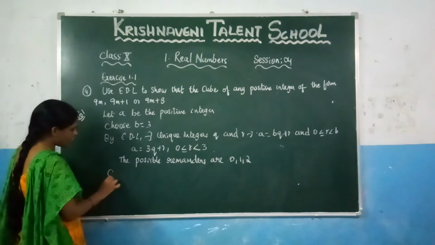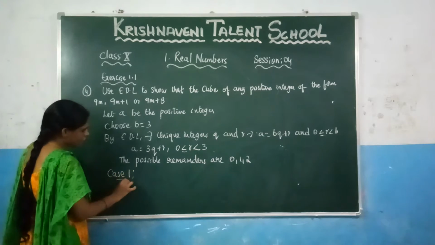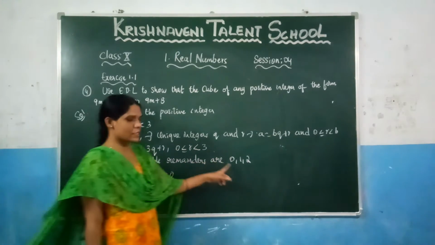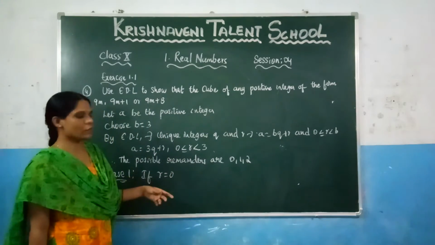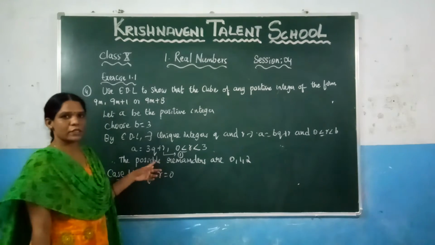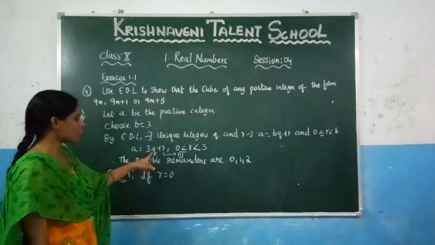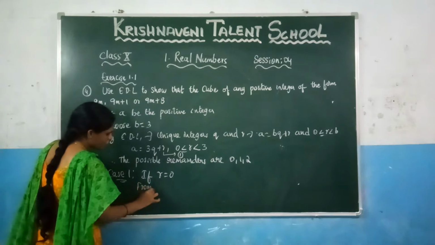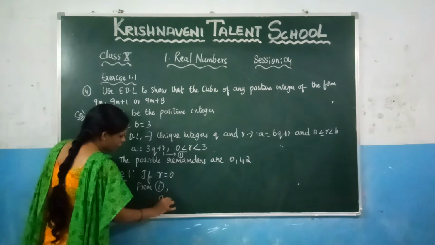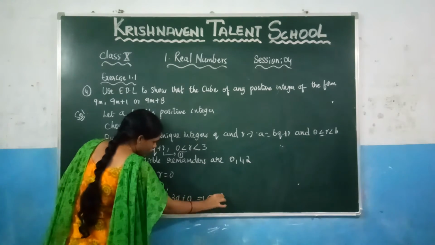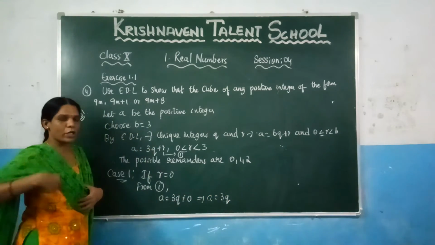So let us go for case 1. If r is equal to 0, consider this as equation 1. If you substitute in equation 1, you will get a is equal to 3q plus 0, which is nothing but a is equal to 3q.